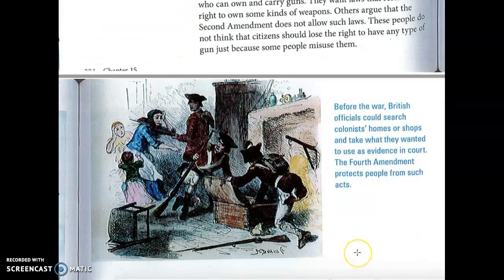In this picture here, you'll notice there are a lot of people. And before the war, British officials could search the colonists' homes or shops, and they could take whatever they found and use it as evidence in court. We'll read about in the next part about the Fourth Amendment that protects people from such acts.